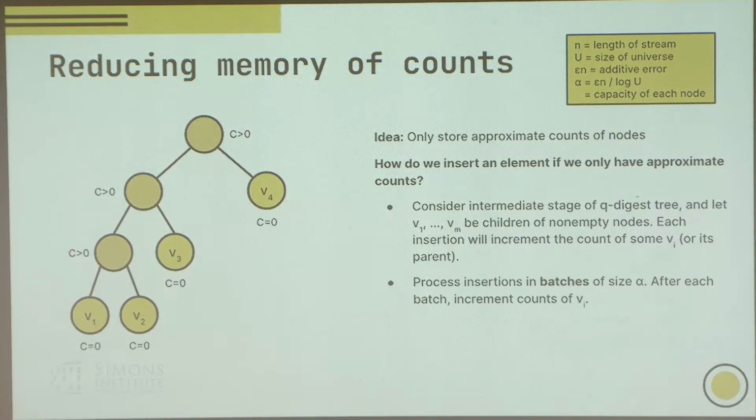So the basic idea is that instead of processing the insertions one by one and adding them into this count, we want to process the insertions in batches. We'll split up the stream into batches of size alpha, where alpha is the capacity of each node. And we'll process each batch using a separate data structure. After each batch, we want to increment the counts of the Vi using that data structure.